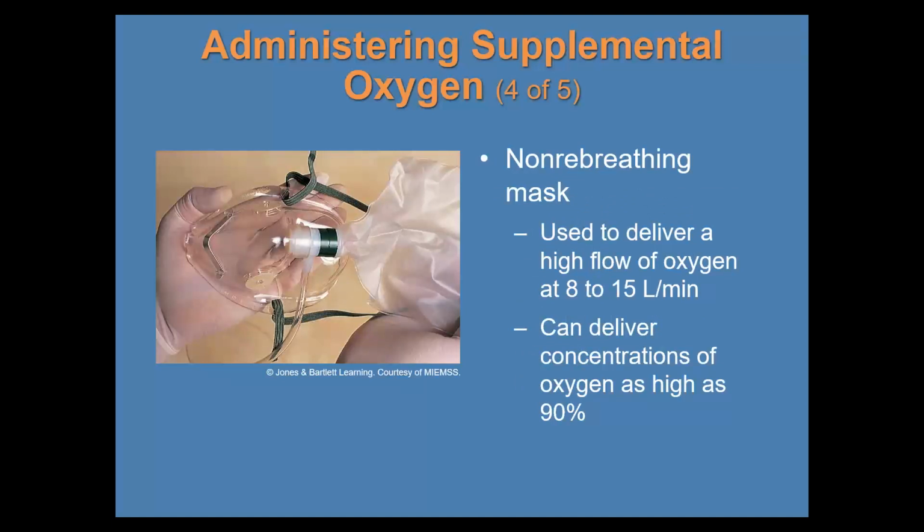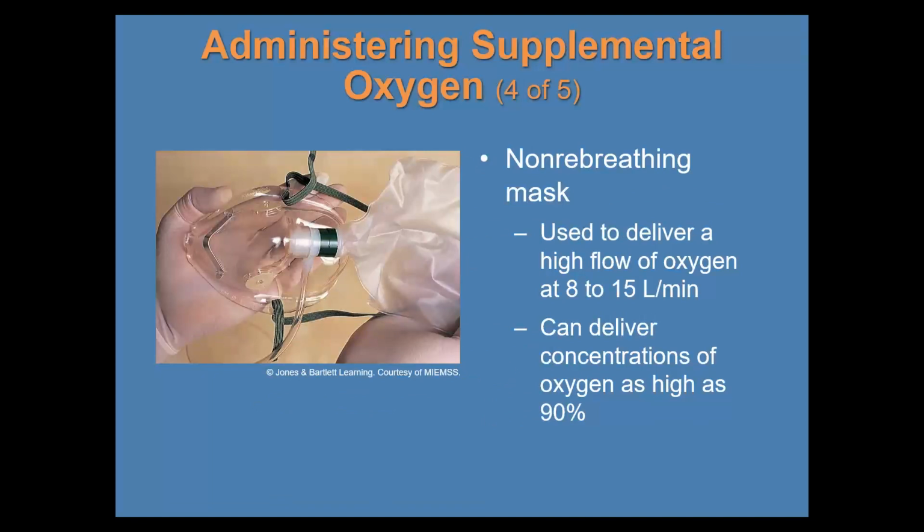So the non-rebreather mask, as you can see, the telltale sign is it has the bag on there. Again, that is not a bag mask, that's what we manually use. This is a non-rebreather oxygen mask. With this one, it uses 8 to 15 liters per minute, and it can deliver concentrations as high as 90%.